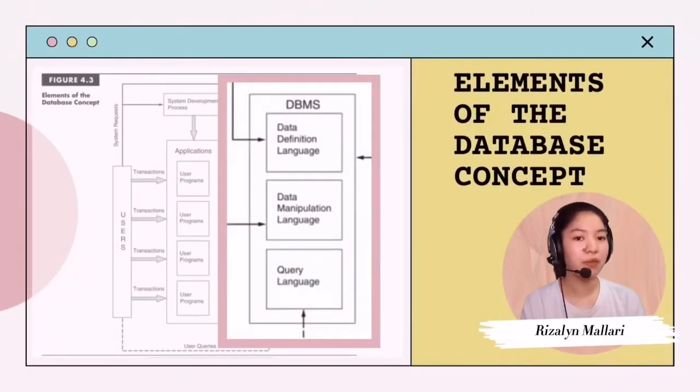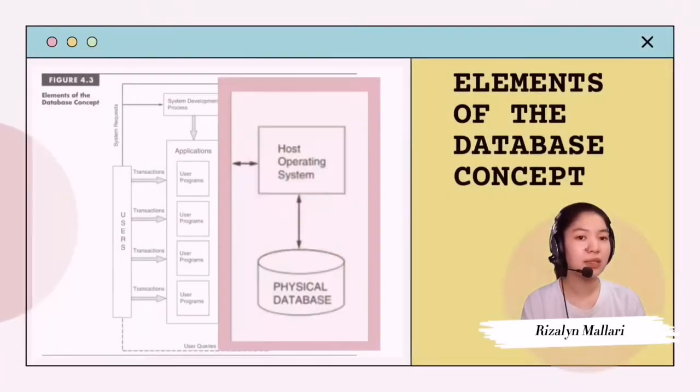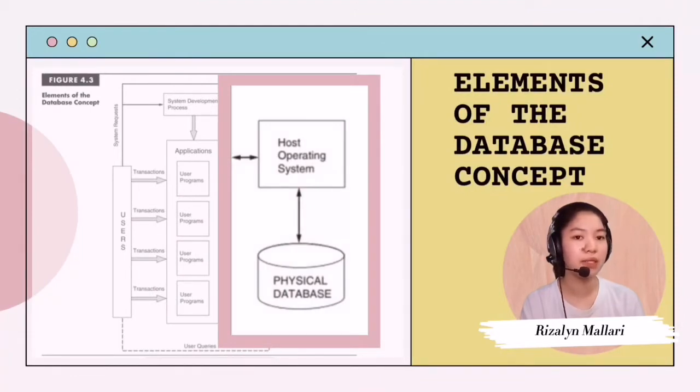A DBMS provides the language called Data Definition Language (DDL) for defining the database objects on the three levels. It also provides a language for manipulating the data called the Data Manipulation Language (DML), which makes it possible to access records, change values of attributes, and delete or insert records. Last is the query language. This is considered the standard user and application program interface for a relational database. Examples of this are FileMaker Pro and Microsoft Access. The last two in the concept are the host operating system and physical database.